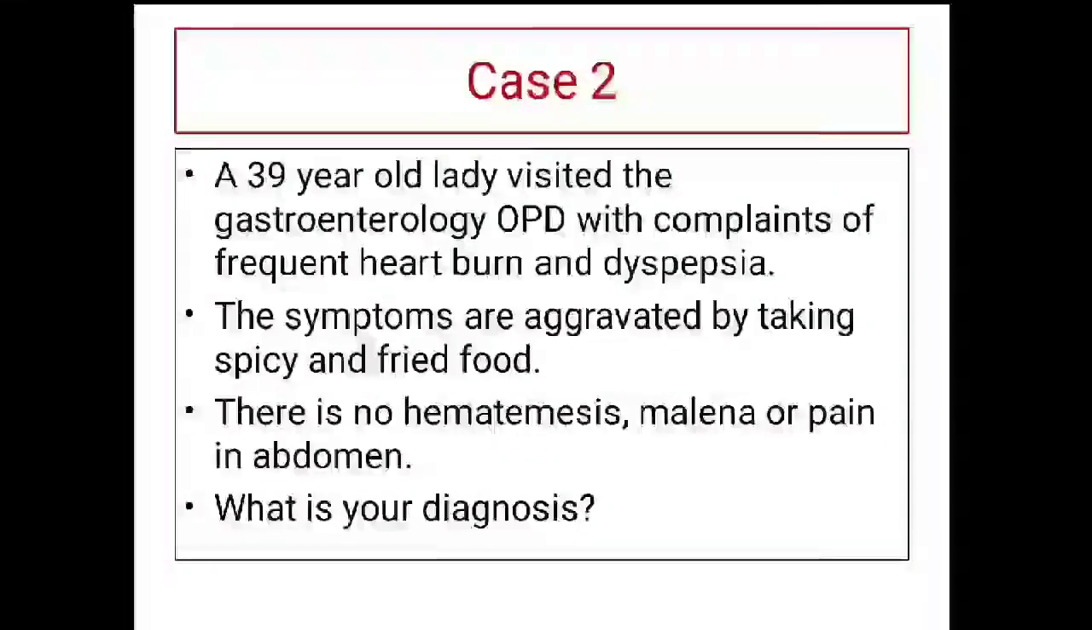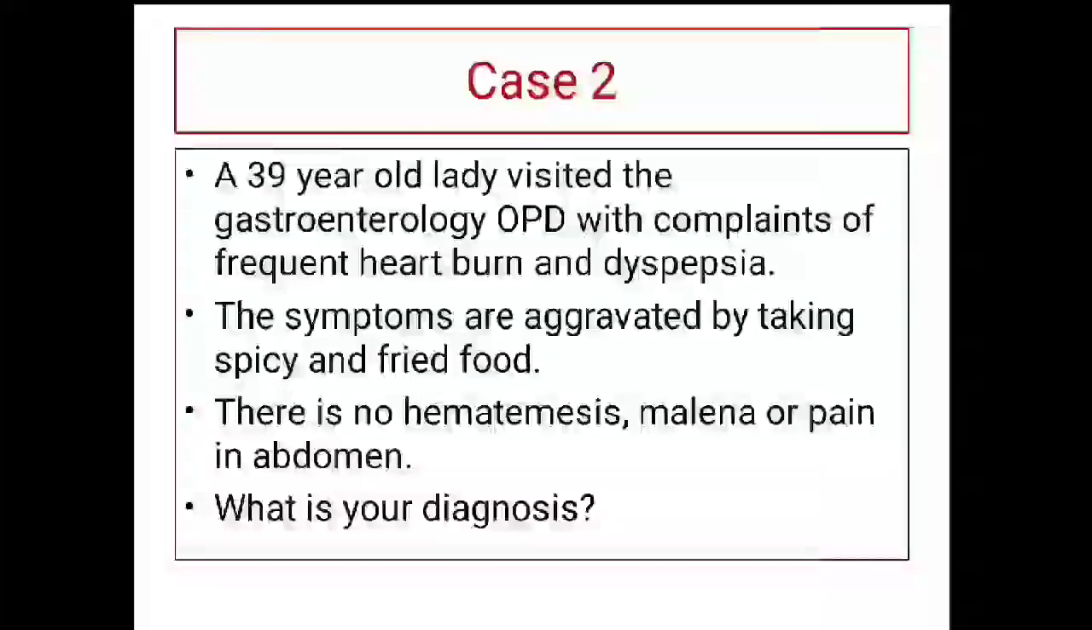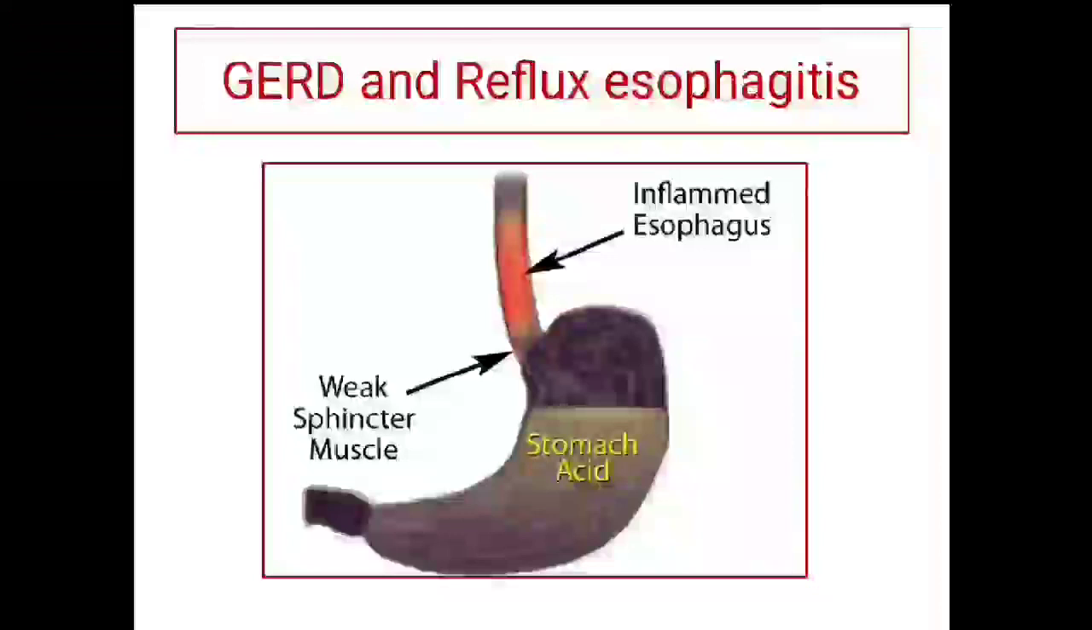When such a patient comes to you, the first thing that you think about is that as there is no hematemesis, that is bleeding from the oral end, melena, that is altered dark blood in stool, or pain in the abdomen, probably we are dealing with a non-malignant, non-ulcerative condition. In this situation, one important differential diagnosis will be acid reflux from stomach back to the esophagus. This is often a very common presenting feature of patients with gastroesophageal reflux.